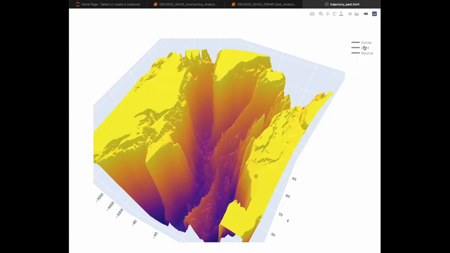If I now move on to the lighter and neutral pathways, these are pathways which are constrained to the surface.